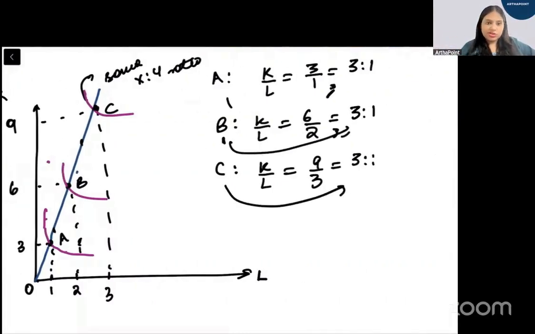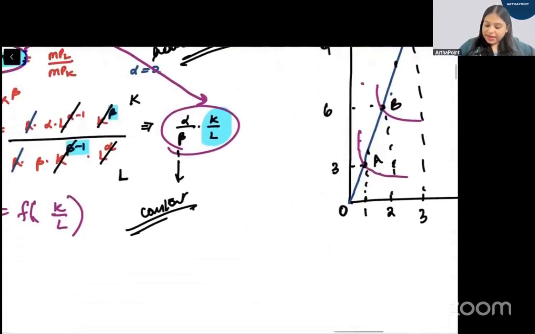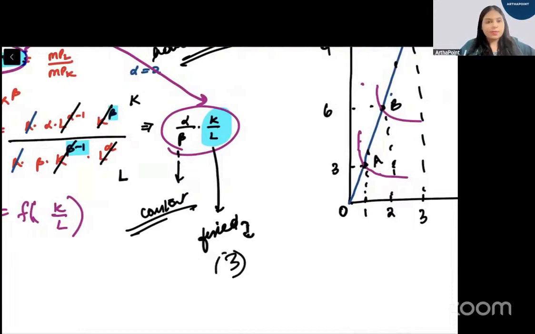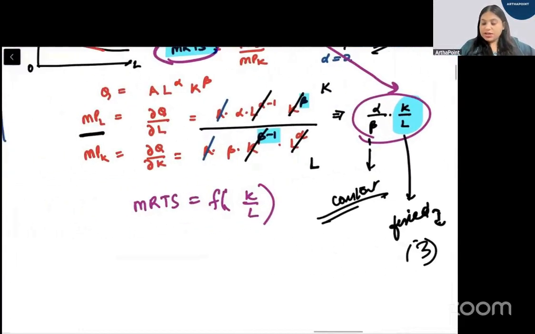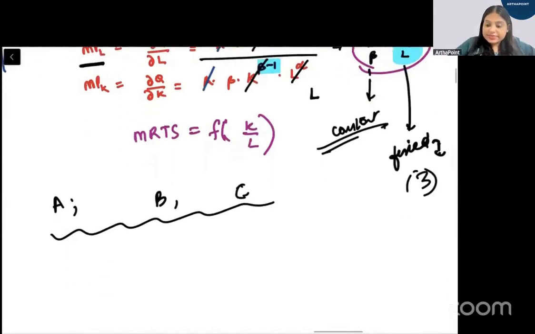3:1, 3:1, 3:1. So this K by L is also fixed at all points A, B, C, which is 3 in this case. So the point is that when I find MRTS at points A, B and C, this MRTS will be the same. It will be the same, beta.